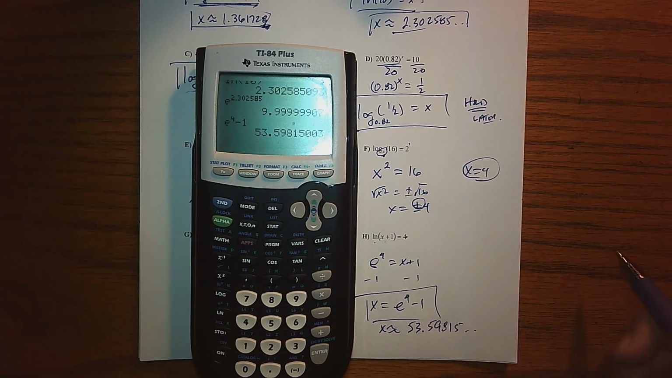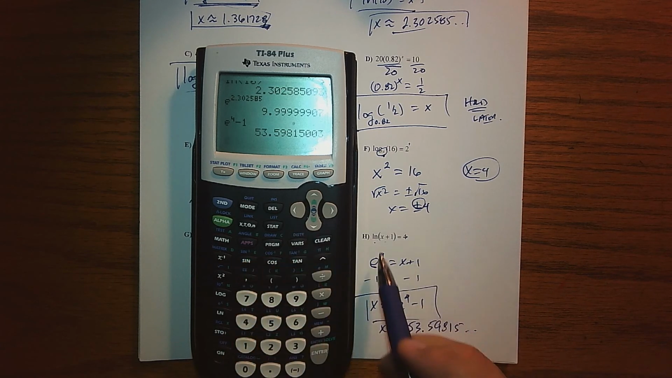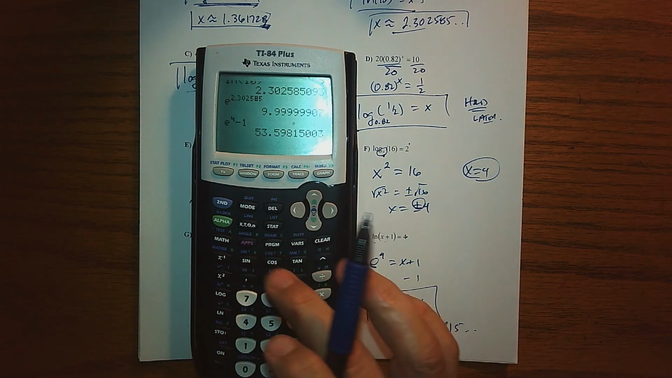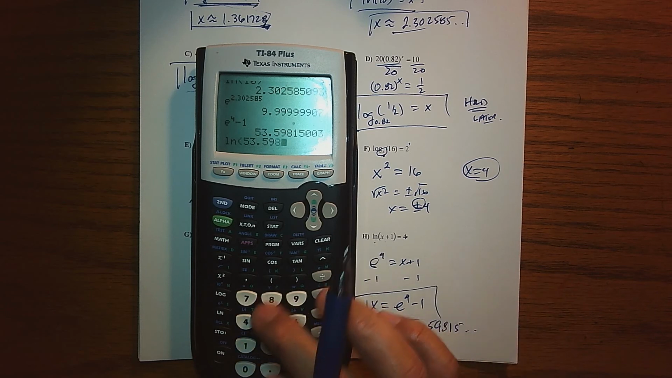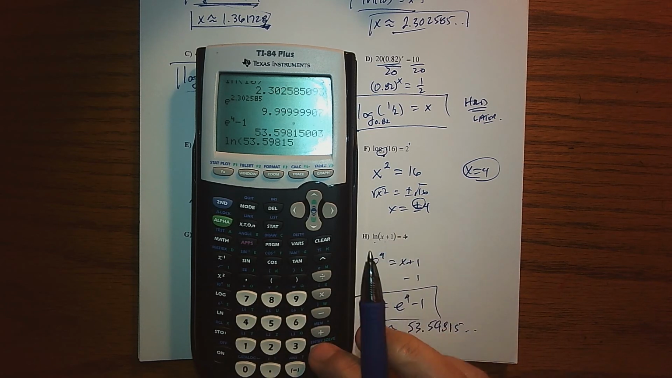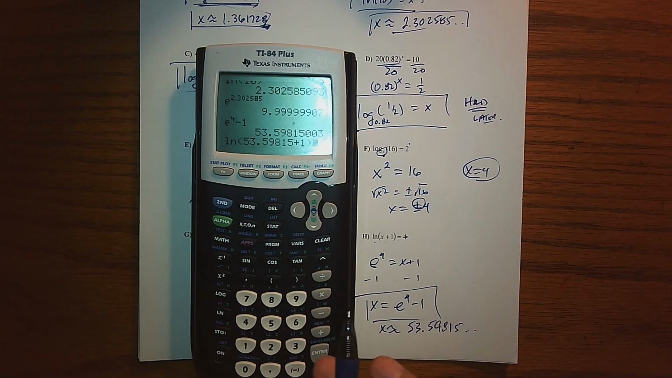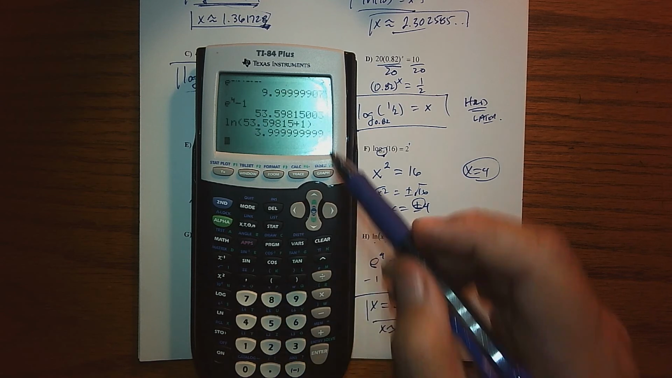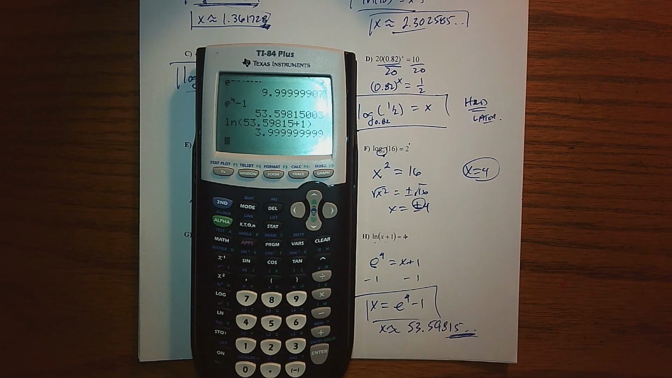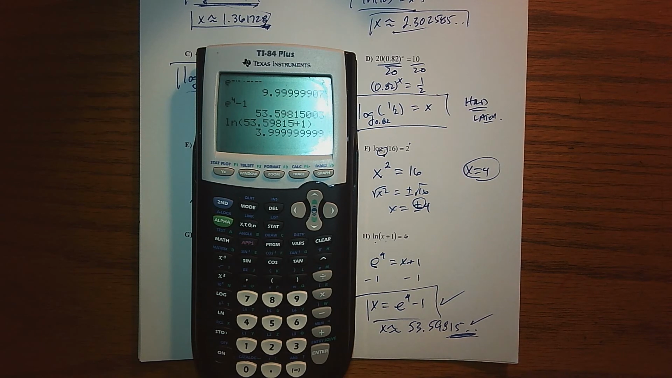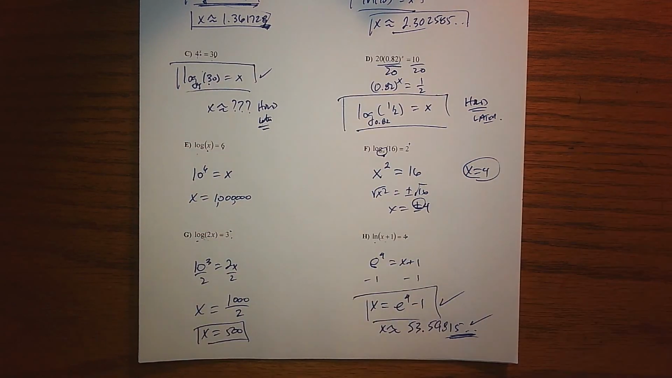53.59815, yada, yada, yada. All right, so we can check that if we take the natural log of 53.59815, add 1 to it, we should get something that's really close to 4. All right, so yeah, that's really close to 4. The reason why it's not exactly 4 is because I rounded that x off. So here's your exact answer. We were able to get an approximation because the keys are on my calculator.